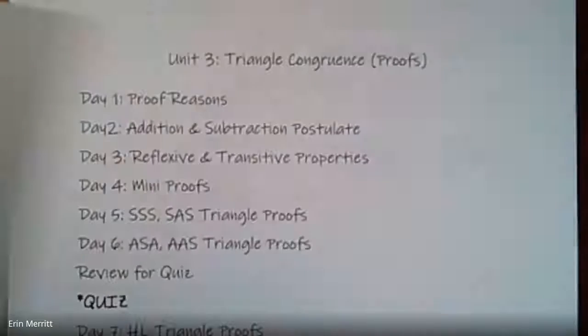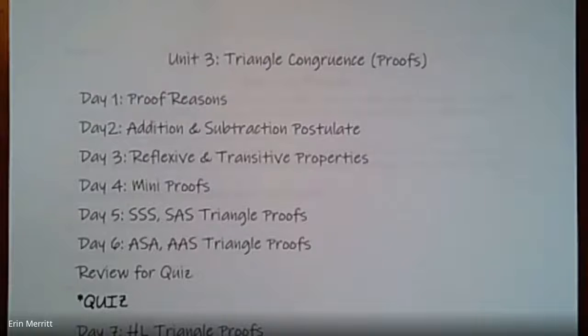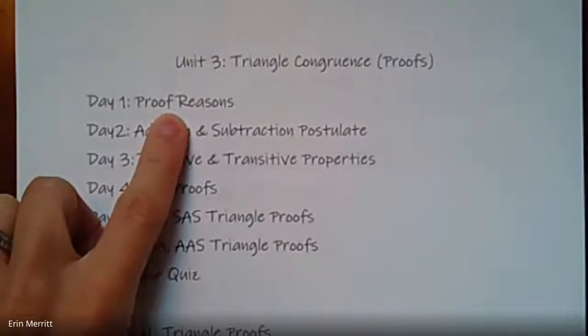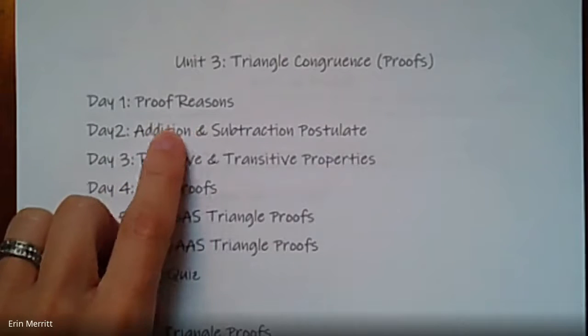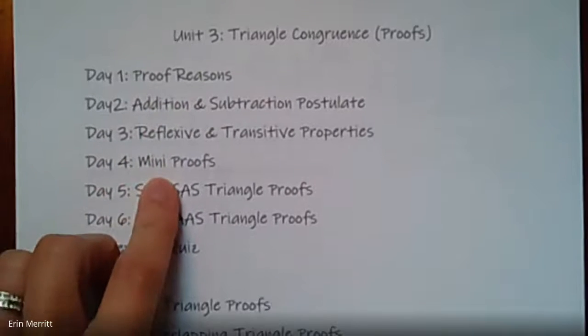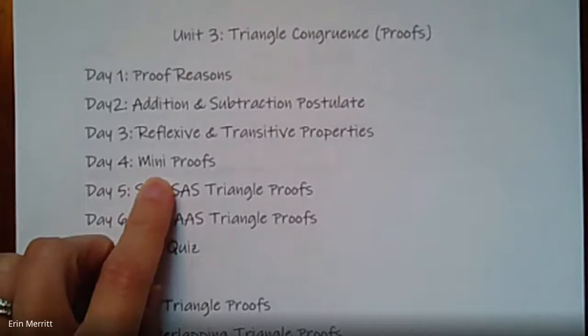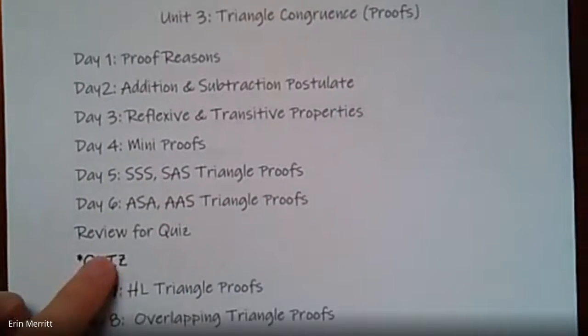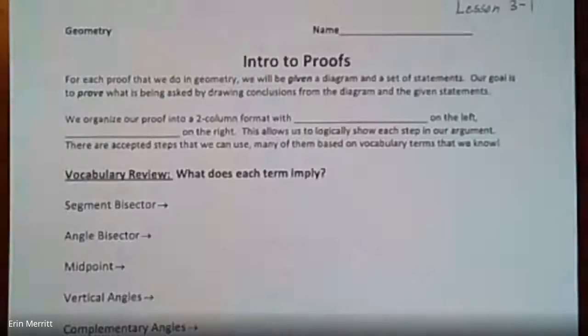So in your new packet that you just got, the inside page has a quick rundown of what's coming. Today we're going to be talking about proof reasons. Then we're going to talk about some things you're allowed to say in proofs. Eventually we'll do what we call our little mini proofs, and then we'll work into triangle proofs. And you can see we have a quiz. We also have a test in this unit, but those are things to talk about at a later date.